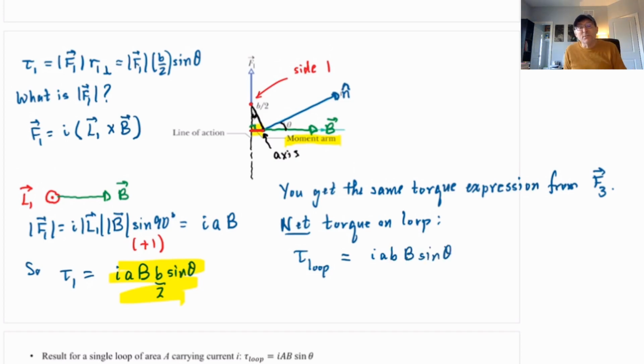Do you understand what all the symbols mean? Of course, I is the current in the loop, little a is the length of the long side, little b is the length of the short side, big B is the magnitude of the magnetic field from the magnet, and sine of theta, where theta is the angle between the n hat and the B.